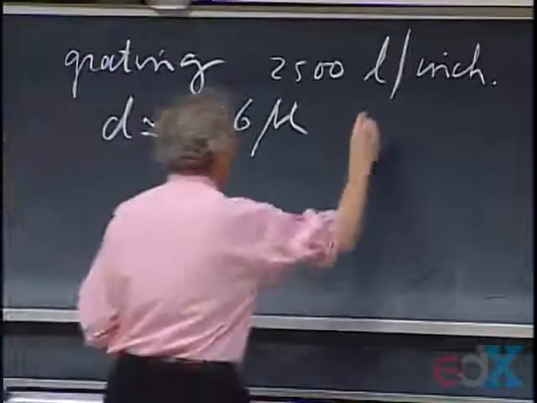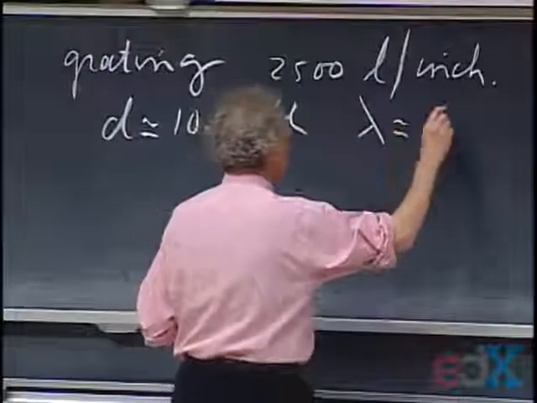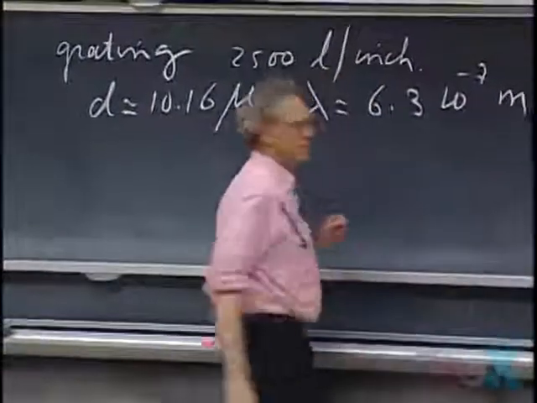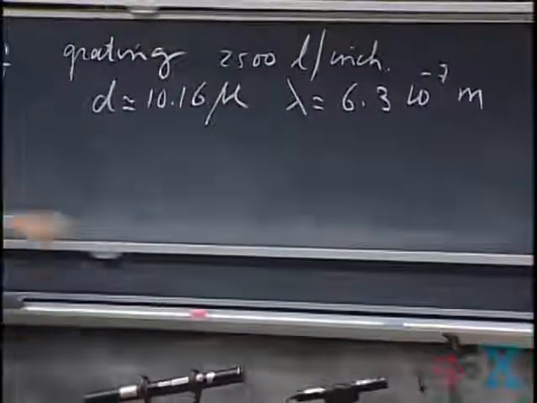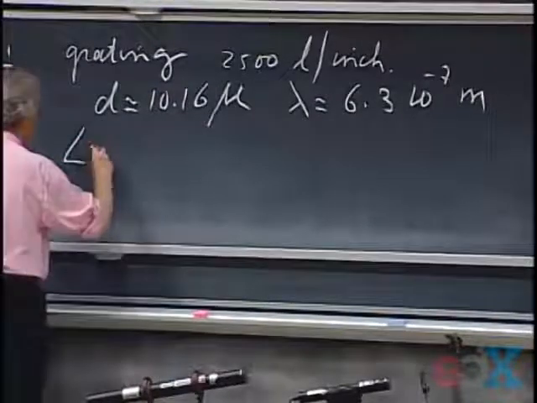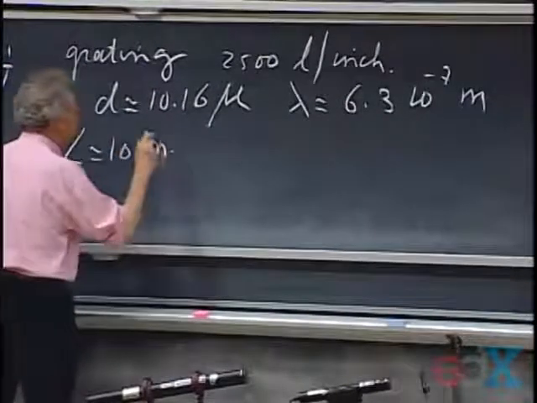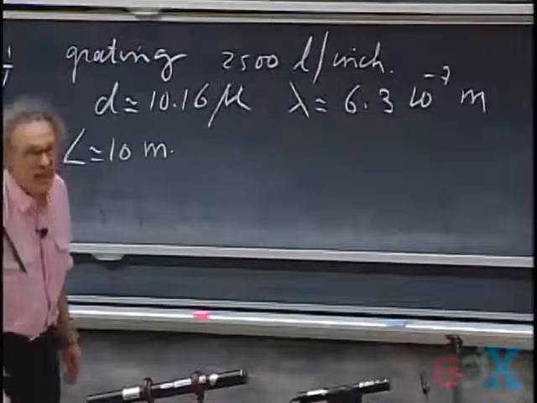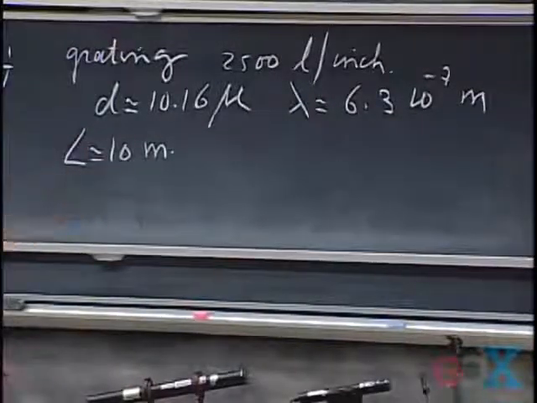And the wavelength that I'm going to use is our red laser, which is about 6.3 times 10 to the minus 7 meters. And I'm going to put the whole thing there, I'm going to make you see it there at a distance L, which is about 10 meters. And so this allows me now to calculate where the zero order will fall, where the first order and where the second order will fall.